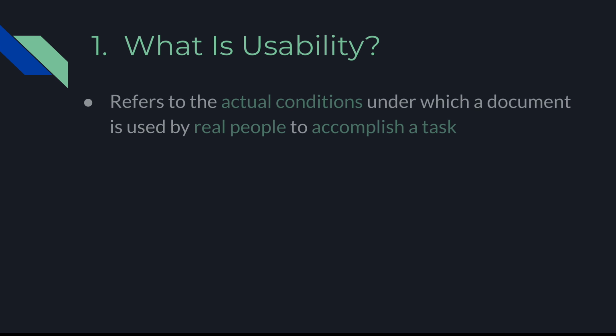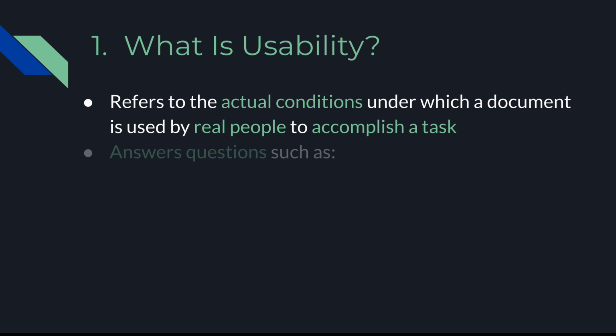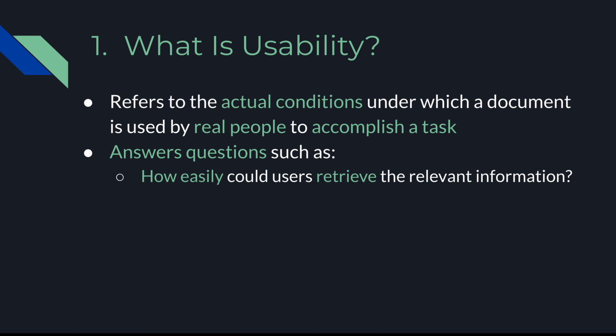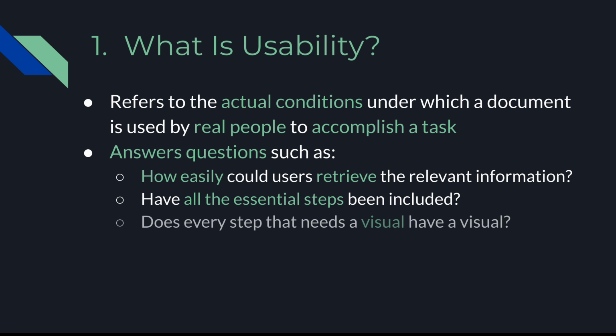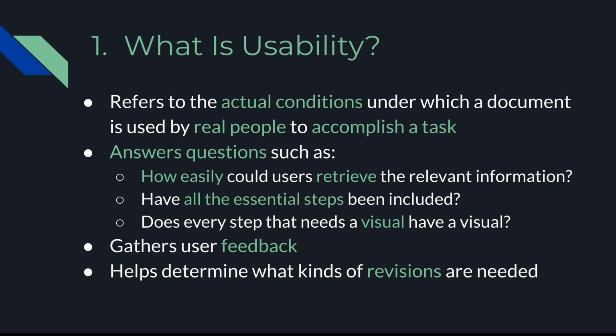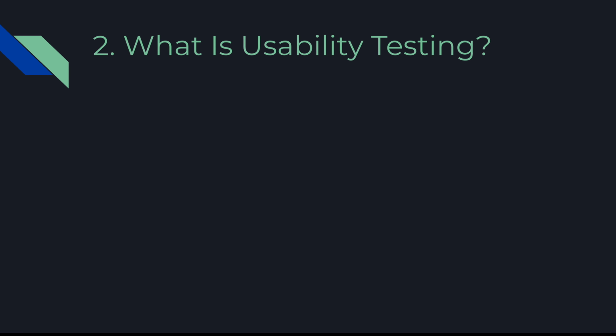What is usability? The term refers to the actual conditions under which a document is used by real people to accomplish a task. And it answers questions like, how easily could the users retrieve the relevant information? Have all of the essential steps been included? And does every step that needs a visual have that visual? It also gathers user feedback and helps you determine what kinds of revisions are needed with your document going forward.